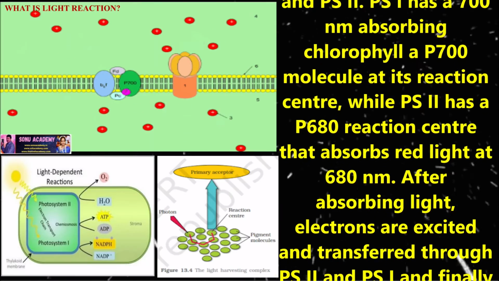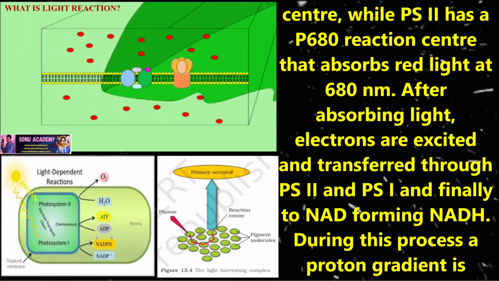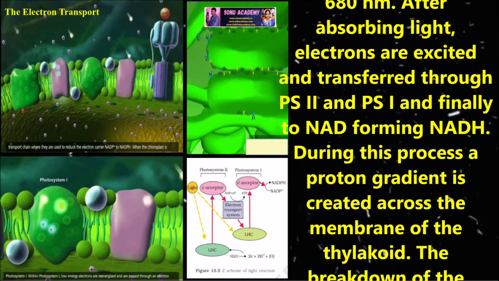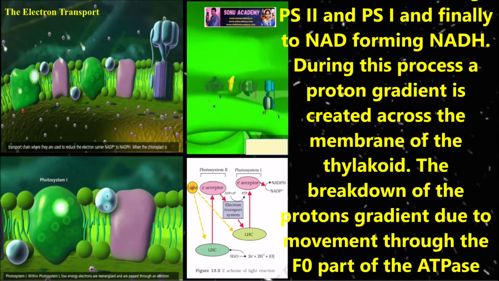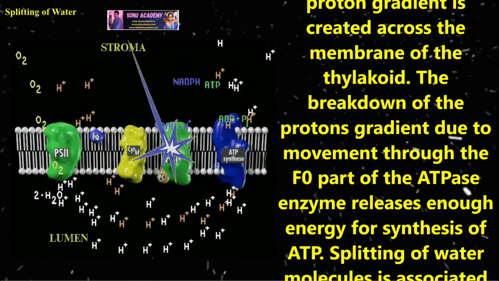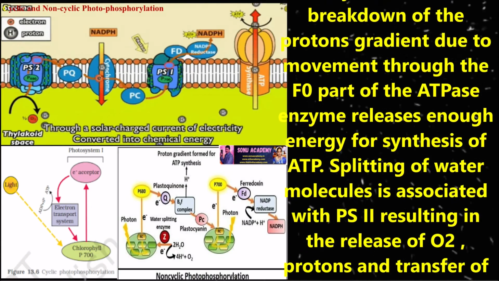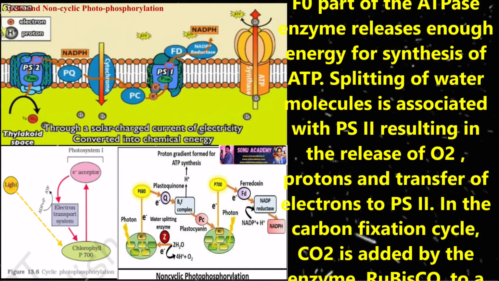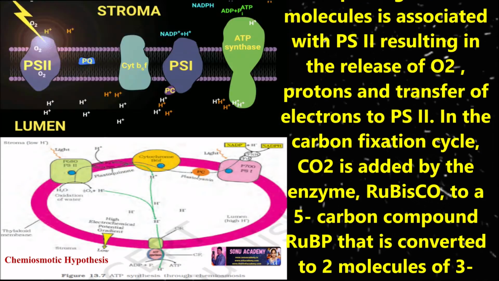After absorbing light, electrons are excited and transferred through PS2 and PS1 and finally to NADP forming NADPH. During this process, a proton gradient is created across the membrane of the thylakoid. The breakdown of the proton gradient due to the movement through the F0 part of the ATPase enzyme releases enough energy for the synthesis of ATP. Splitting of water molecules is associated with PS2, resulting in the release of O2, protons, and transfer of electrons to PS2.